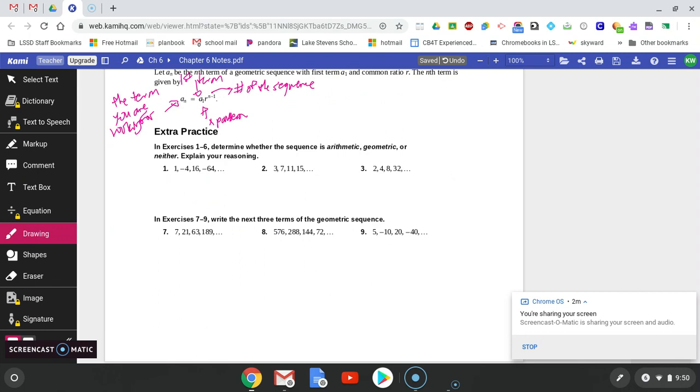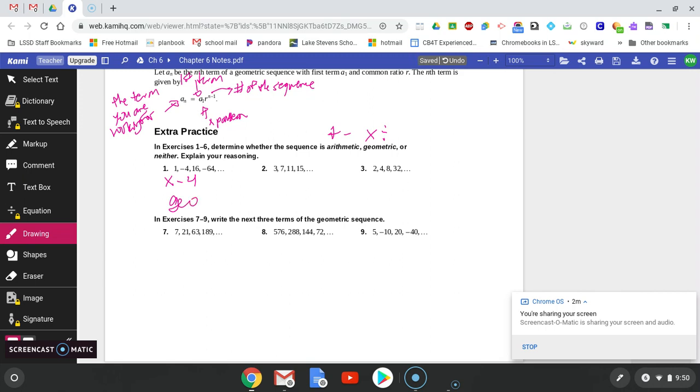So it says to determine whether the sequence is arithmetic, geometric, or neither. So arithmetic is going to be when it has an addition or a subtraction pattern. Geometric is going to be when it has a multiplication or division pattern, and neither would be if it has neither of those. So on number 1, to go from 1 to -4 to 16 to -64, my multiplication pattern is by -4, which means it's going to be geometric.